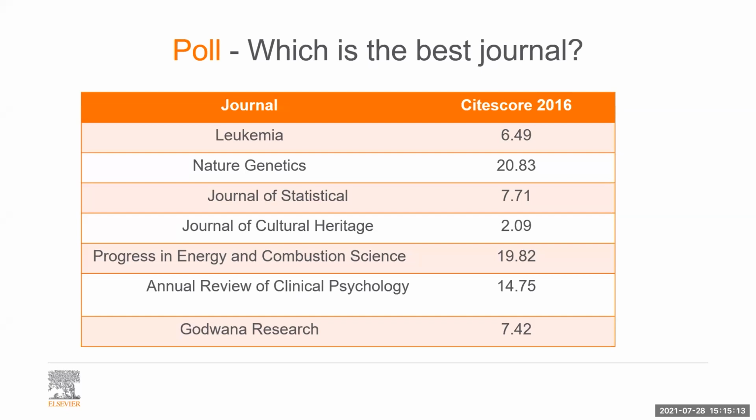So just as a reminder, when you're using the CiteScore or the impact factor, keep in mind that it is not subject normalized, so you can't use it to compare journals across different subject areas. But in terms of identifying Nature Genetics here based on its CiteScore of 20.83, indeed, that is the journal with the highest CiteScore, but it is not the best journal. All of these are best in class or best in their subject areas.